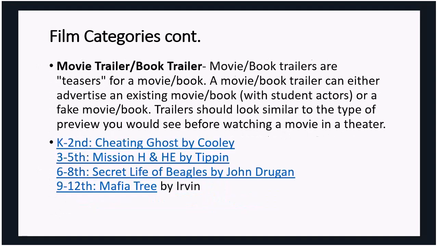And then our next one is movie trailer and book trailer. Movie trailers and book trailers, just like it says, are just trailers of each. A lot of elementaries love to use these and enter films to get their kids to be better readers and to basically retell what they've actually read. So we have some really good movie book trailers. Not to say that the secondary does not do a good job. The two that are listed here are excellent. I suggest looking at either one of the secondaries, The Secret Life of Beagles and Mafia Tree. Done excellently by both schools.